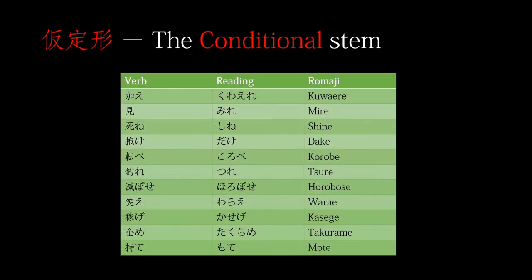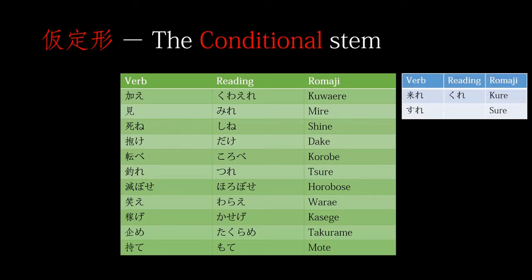And once again, here is the table of our verbs in their conditional stems. We see that we have kuwae and mire for our Ichidan verbs. Then for our Godan verbs, we have shine, dake, korobe, tsure, horobose, barae, kasege, takurame, and mote. And on the right, once again, kure and sure for our kuru and suru irregular verbs.